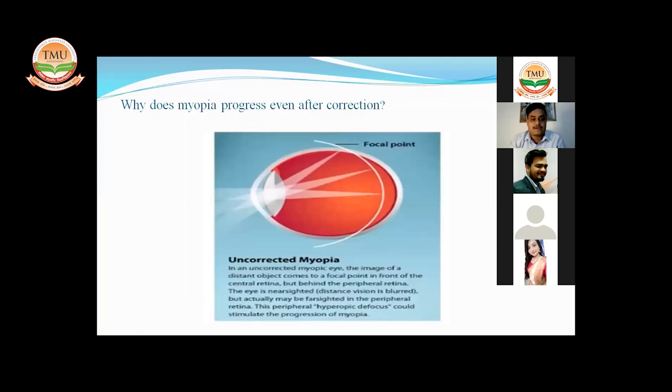In an uncorrected myopic eye, the image of the distant object comes to a focal point in front of the central retina, but behind the peripheral retina. That eye is nearsighted, but actually may be farsighted in the peripheral retina. And that peripheral hyperopic defocus will stimulate the progression of myopia and lead to a high myopic category and pathological conditions like macular degeneration, and the patient may not be able to see. This is what actually happens, basically in the teenage groups.